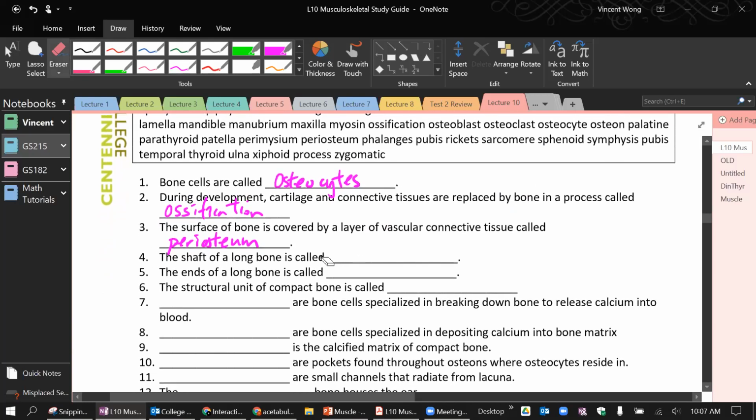The shaft of a long bone is called the diaphysis. If you think about the bone like this, the diaphysis is right here, whereas the ends of the long bone, that's the epiphysis.